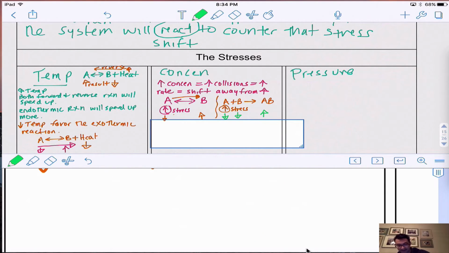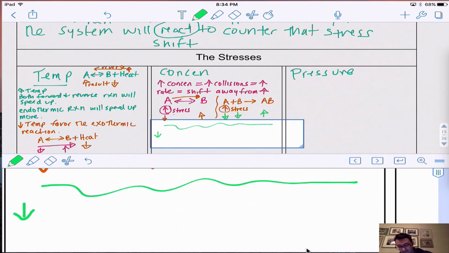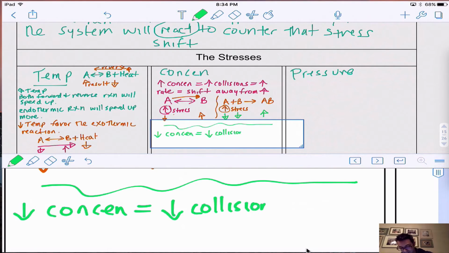What happens if I decrease the concentration? If I decrease the concentration, that will lead to a decrease in collisions. That will result in a decrease in the rate, and that will cause a shift toward the decrease.